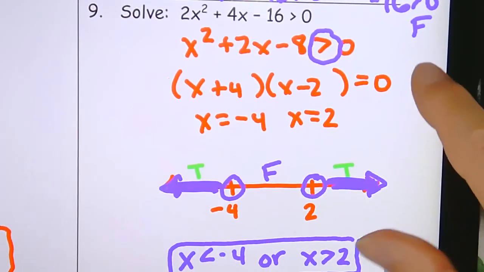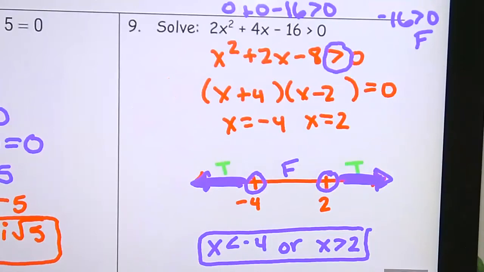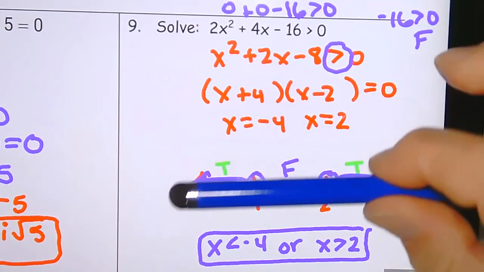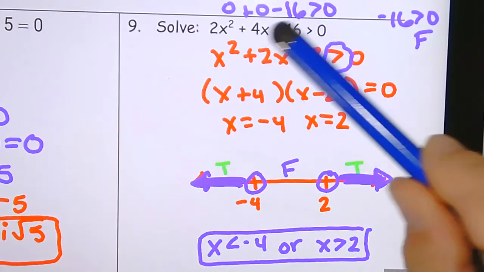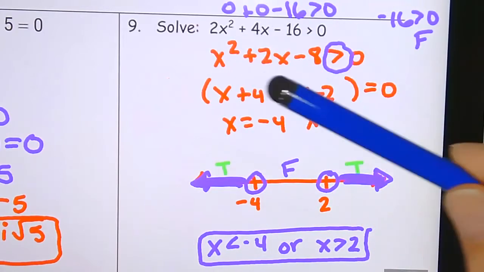Okay. Now, another way to think about this, and this is how I personally think about it, is I understand that this should be a parabola if I was going to graph this on an xy axis.